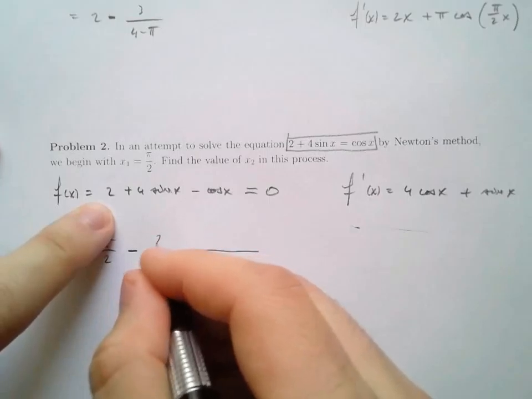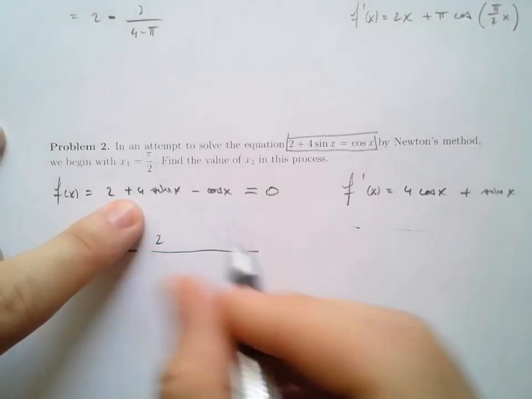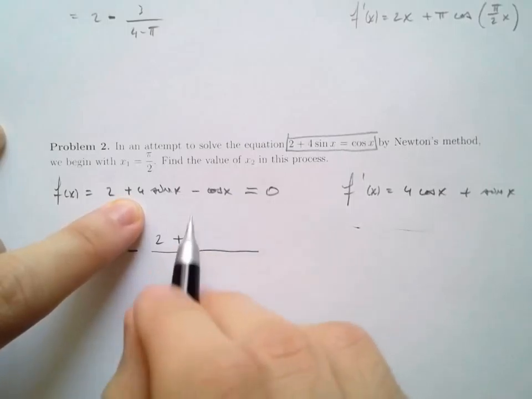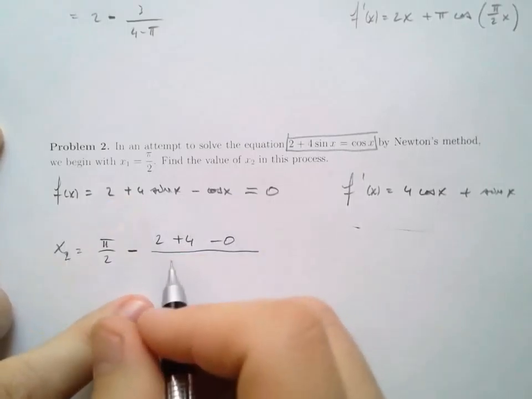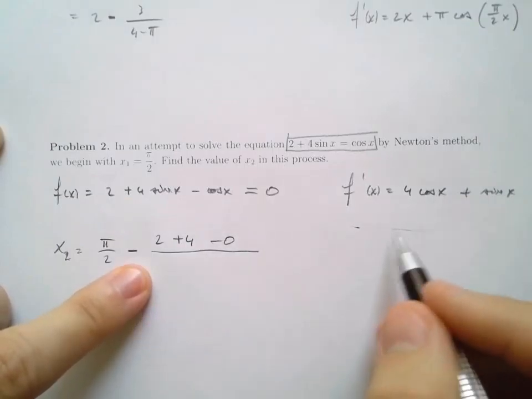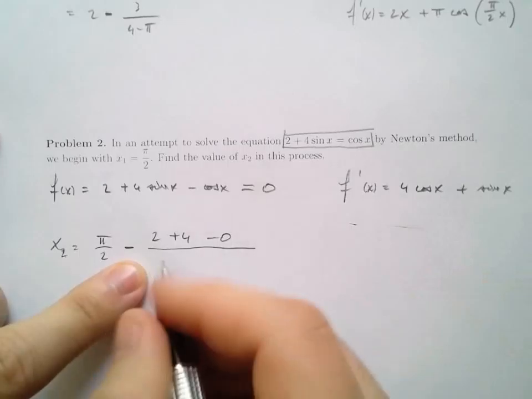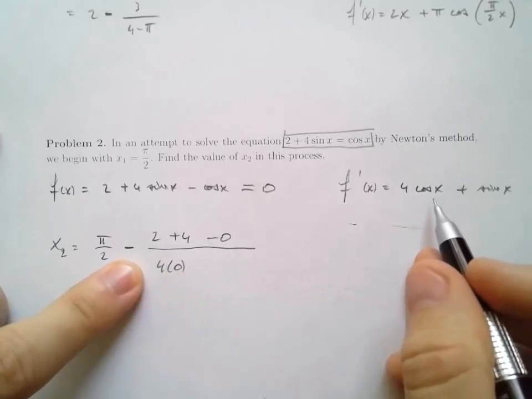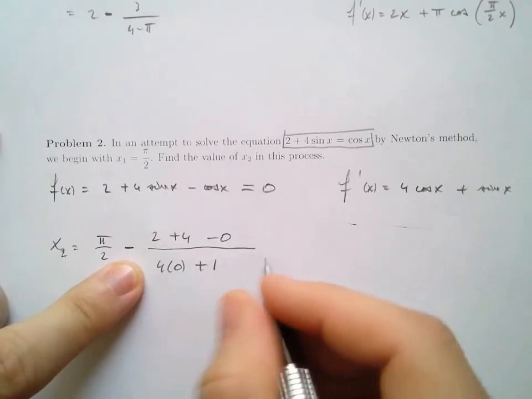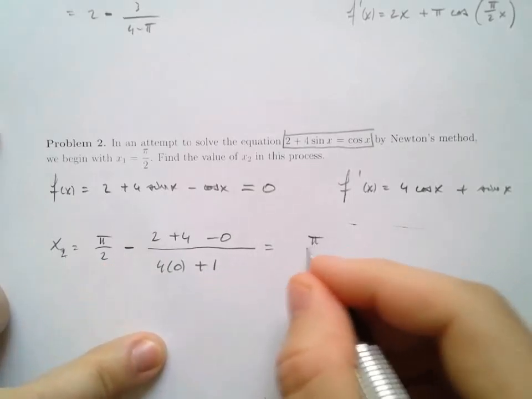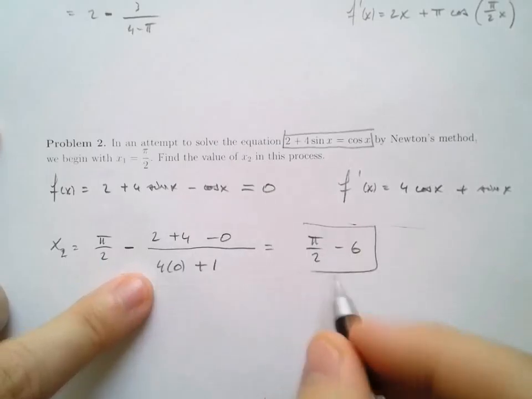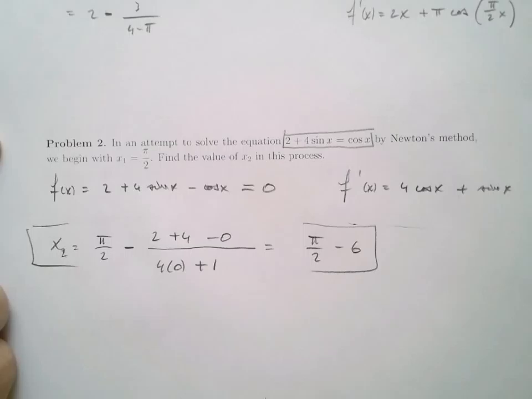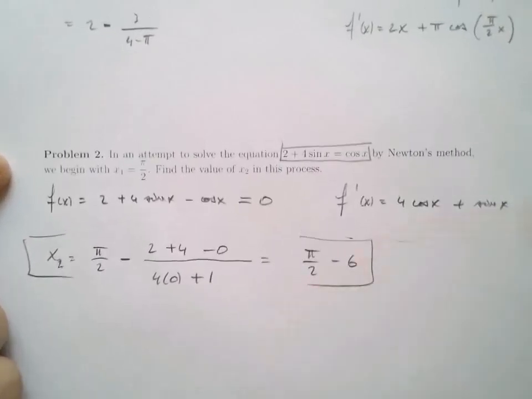So when I plug in pi over 2, I have 2 sine of pi over 2, that's 1, so plus 4. Cosine of pi over 2 is 0. And I divide this by plugging in pi over 2 into my derivative. So 4 times 0, because cosine of pi over 2 is 0, sine of pi over 2 is 1, so plus 1. So this is now just pi over 2 minus 6. That would be the second order approximation for the root of my equation. And I'll leave it like that. There's no nice answer for this, especially since we have an irrational number pi. Let's move on to the next page.